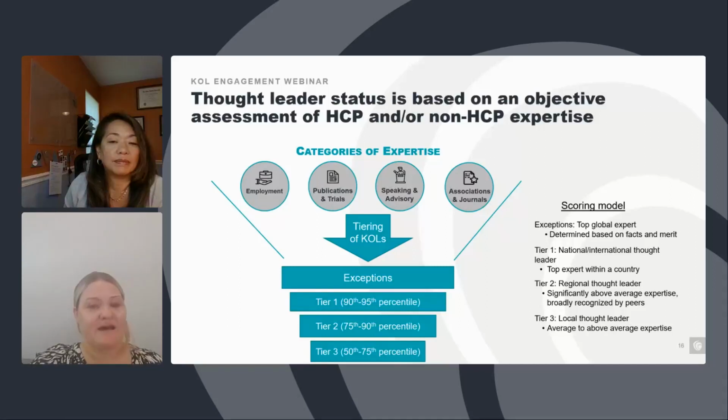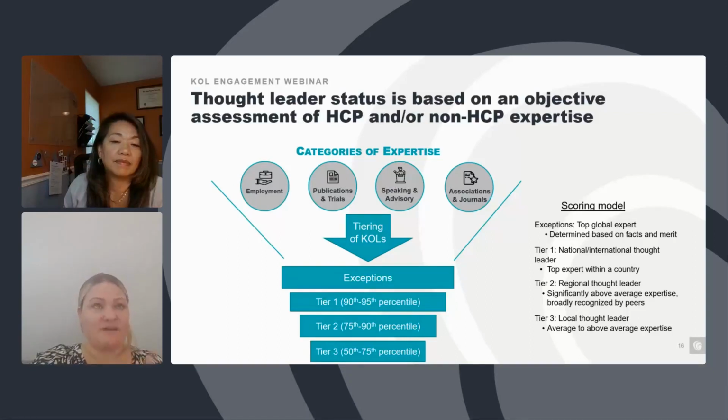And then those top national, international key opinion leaders are going to fall within the 90th to 95th compensation percentiles. It's important to know how tiering links to FMV, because they are absolutely directly linked. And what's important to note is typically the maximum of tier 1 is going to be around the 95th compensation percentile in my experience. And what that leaves is a little bit of room for exceptions. And this is important.